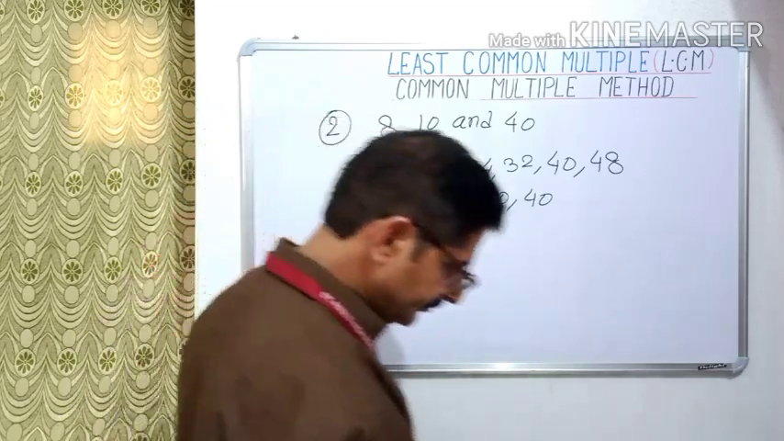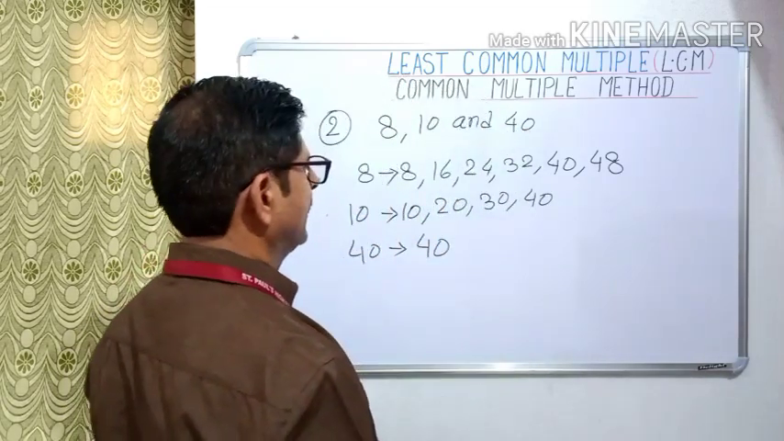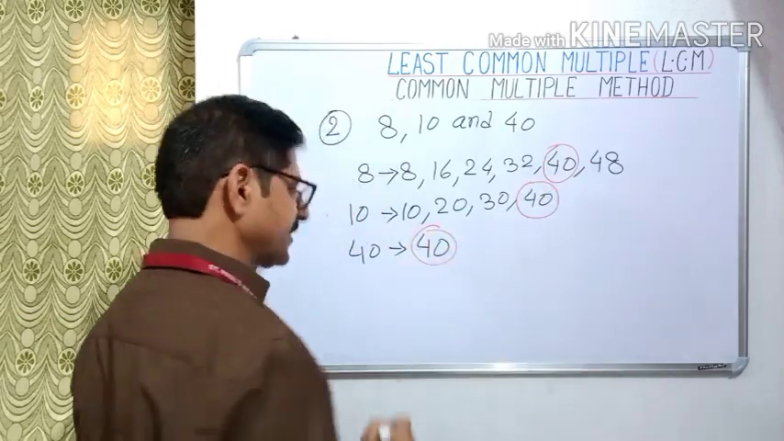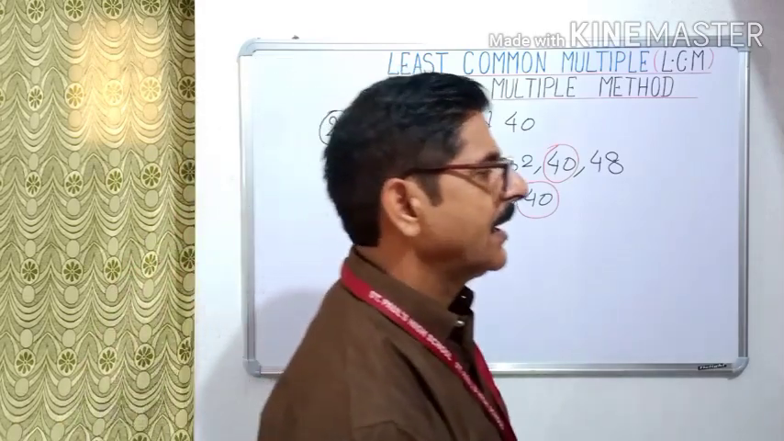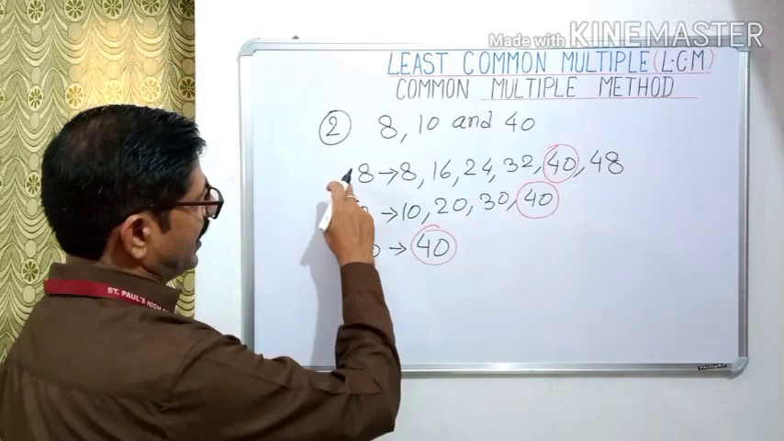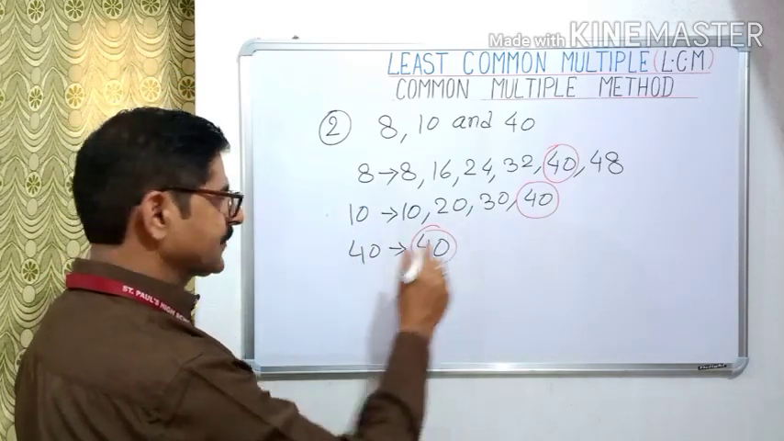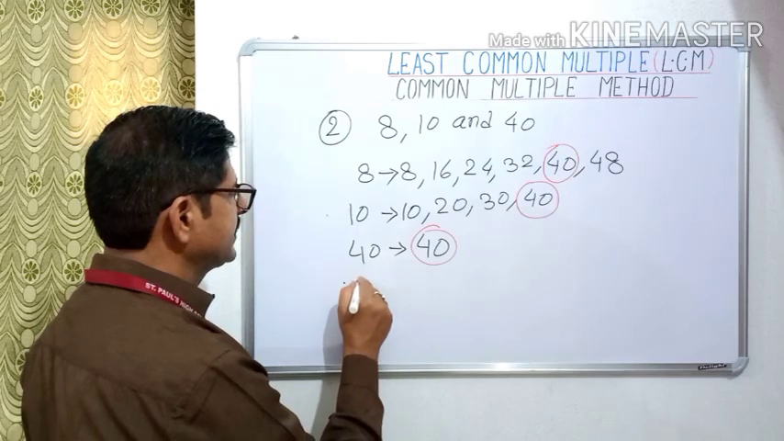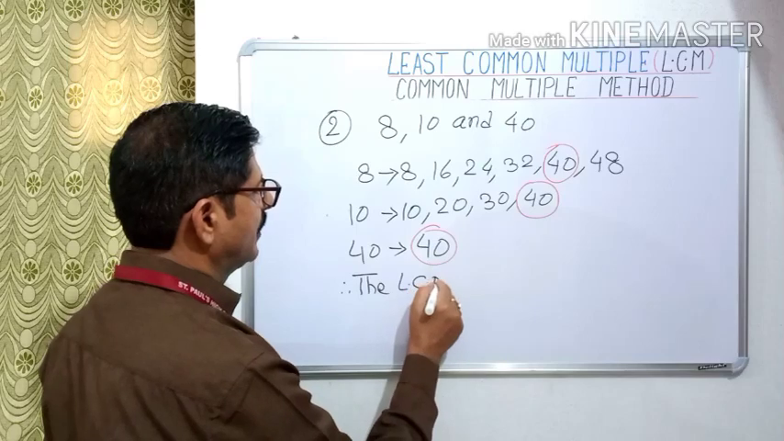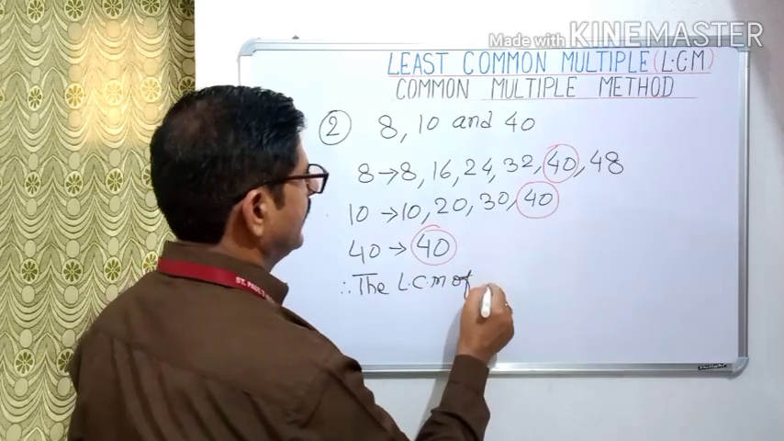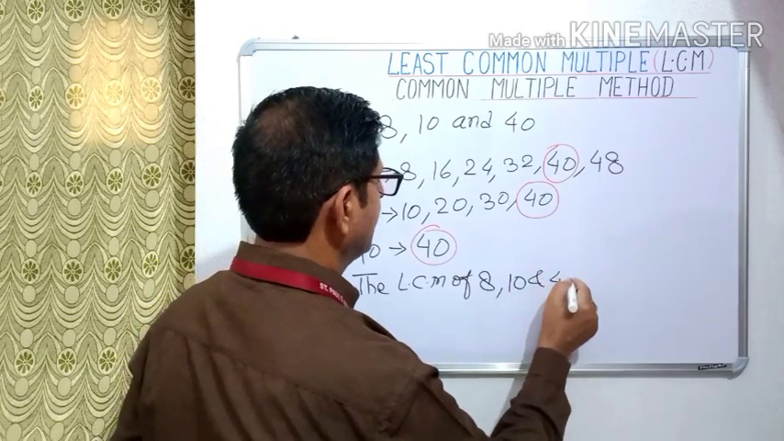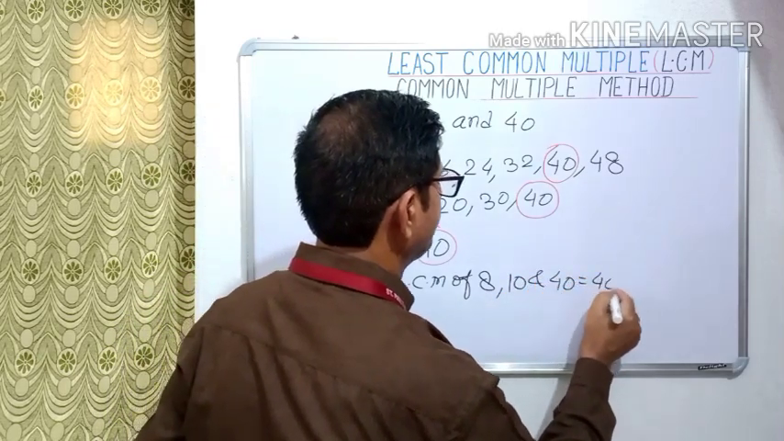And so have we got the common multiple? Yes, of course. And we say the LCM or least common multiple of 8, 10 and 40 is 40, right? The LCM of 8, 10 and 40 is equal to 40.